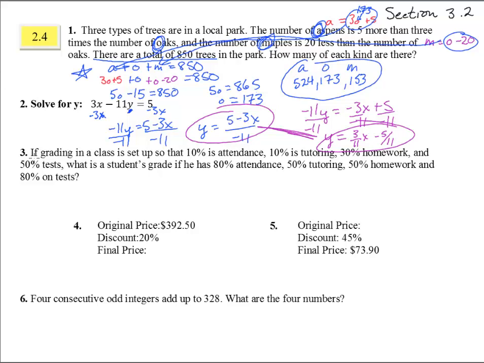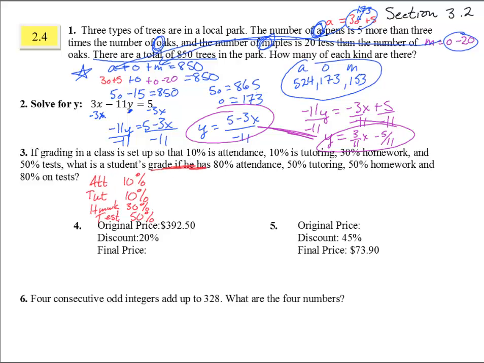Number 3, if grading in a class is set up so that attendance is 10% and tutoring is 10% and homework is 30% and tests are 50%, what is the student's grade?